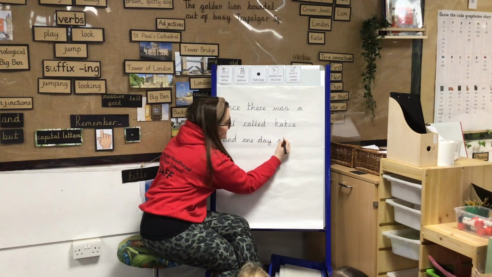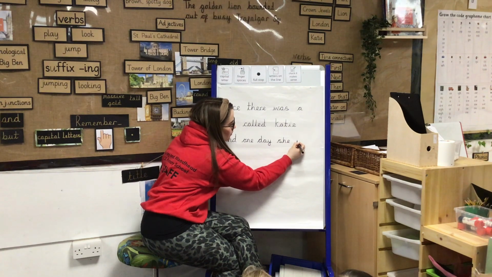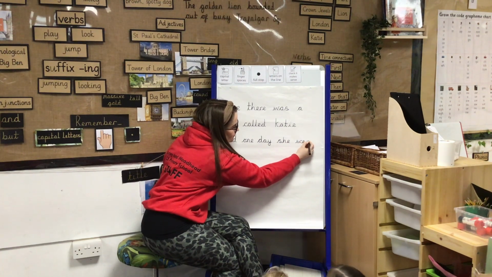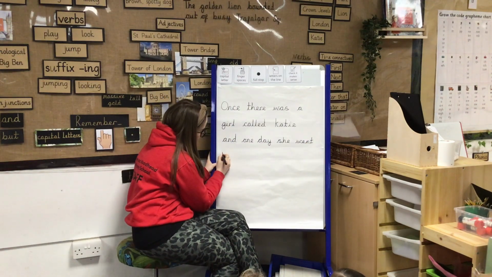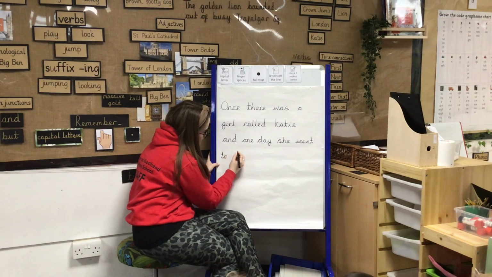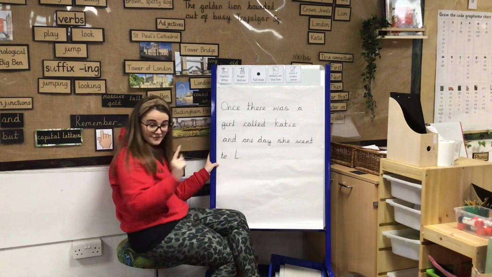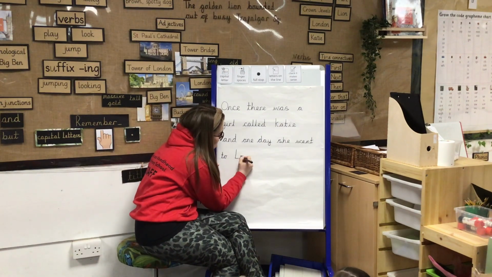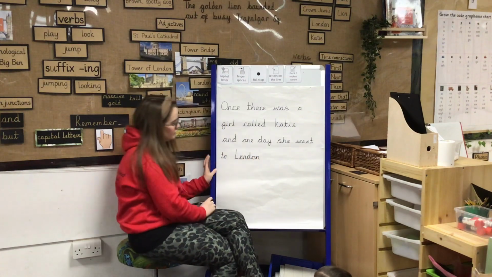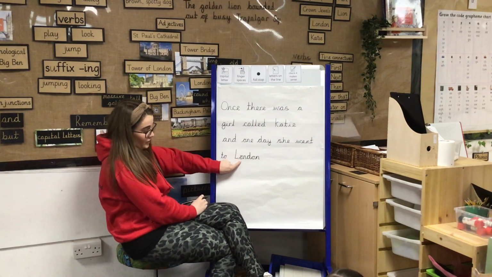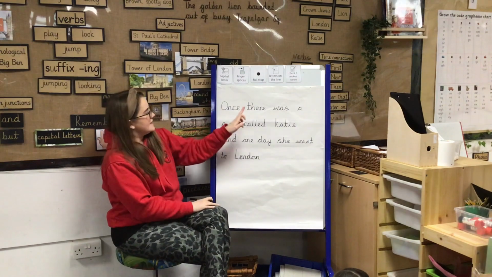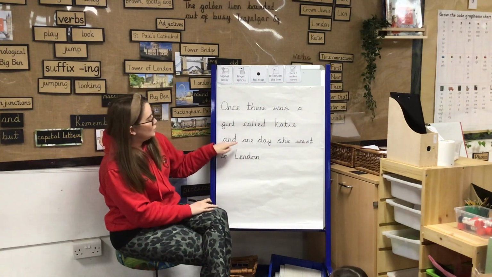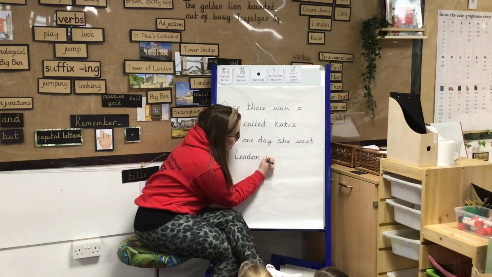Once there was a girl called Katie, and one day, she went to London. And then I'm remembering my capital letter for London. Yeah, that's right, isn't it? We know that. London, okay? We learned that in our phonics as well, haven't we, recently? So, London. Okay. Once there was a girl called Katie, and one day she went to London with.